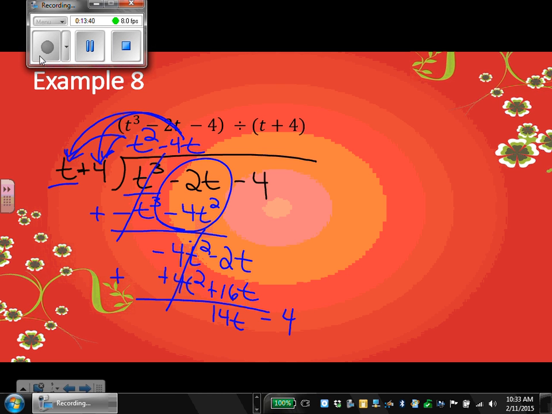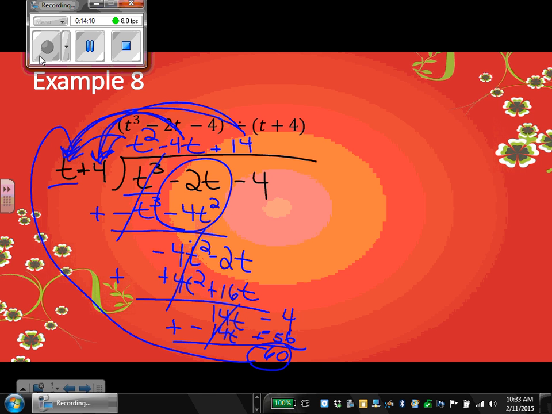We're going to divide again. T times what is 14t? A positive 14. So 14 times t is 14t. 14 times 4 is 56. So we will subtract, but we change. Those cancel. Negative 4 and negative 56 gives us negative 60. So there's your remainder. So minus 60 over t plus 4.